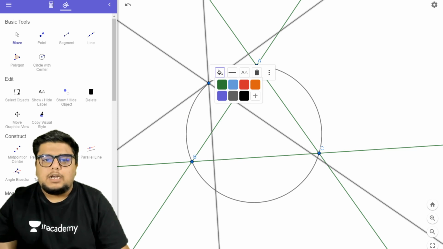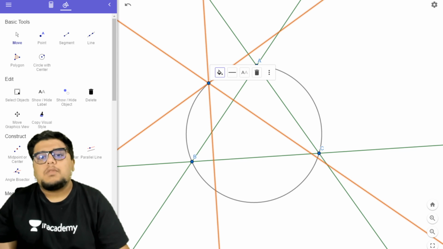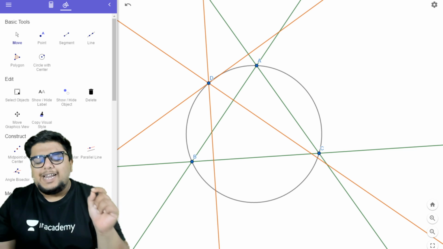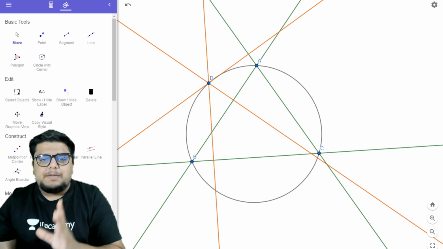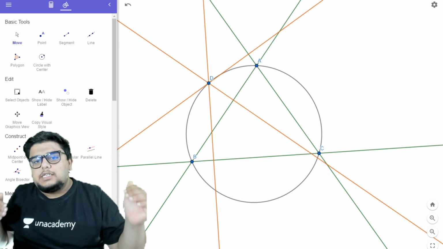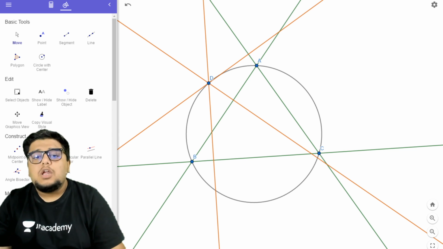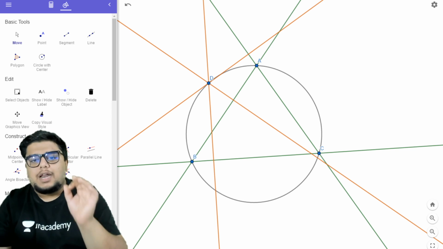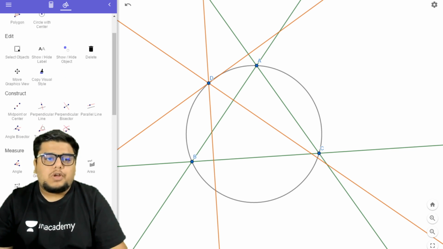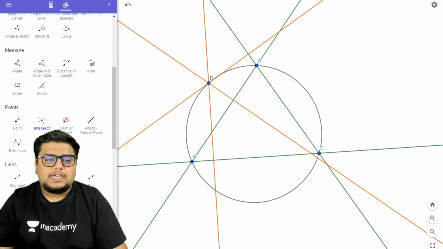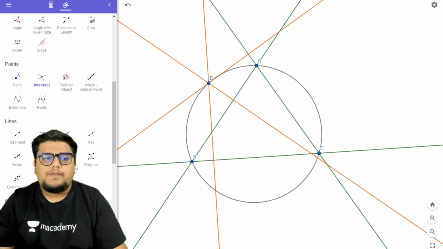So let's change the color to maybe orange. So these orange lines are basically the perpendiculars from point D to all the 3 sides AB, BC, CA. Some perpendiculars can be on the extended sides, some can be on the sides. तो एक बार चेक करते हैं कहां पे these 3 perpendicular lines intersect the sides. So I will find point of intersection. So point of intersection is here. I hope you can see that. This is the point of intersection.